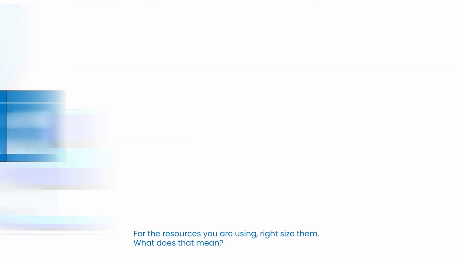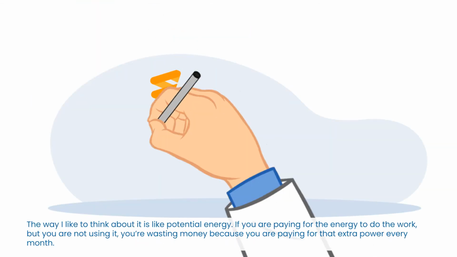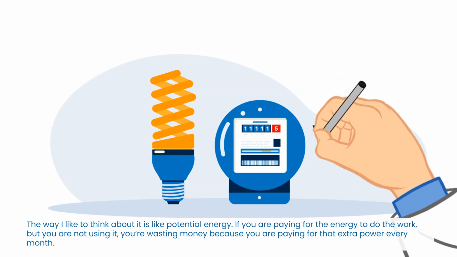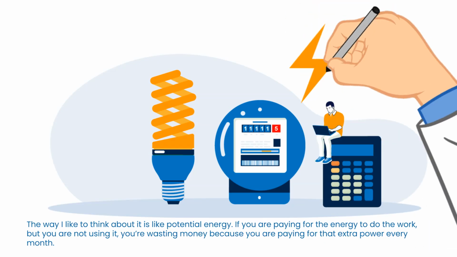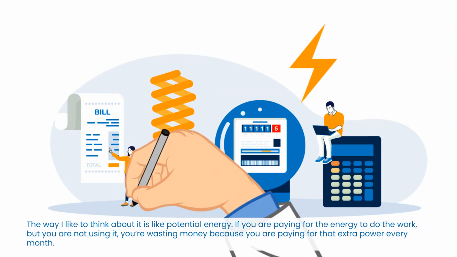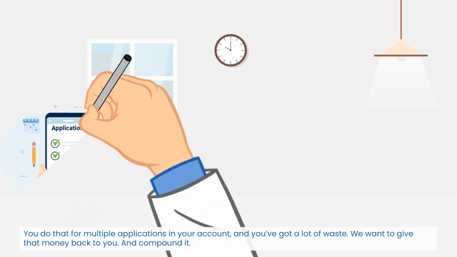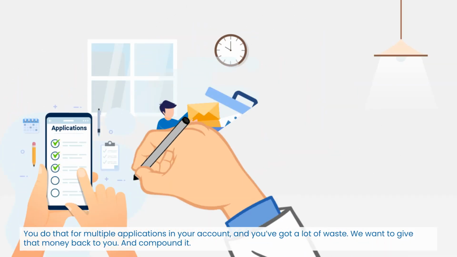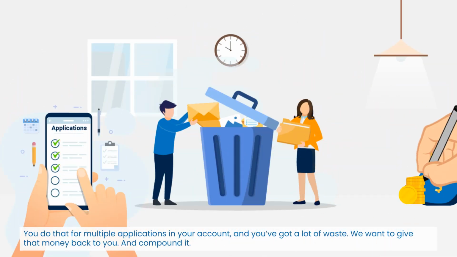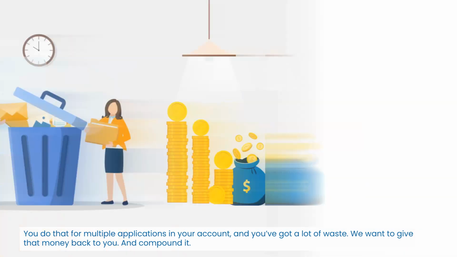What does that mean? The way I like to think about it is like potential energy. If you are paying for the energy to do the work, but you are not using it, you're wasting money because you are paying for that extra power every month. You do that for multiple applications in your account, and you've got a lot of waste. We want to give that money back to you and compound it.